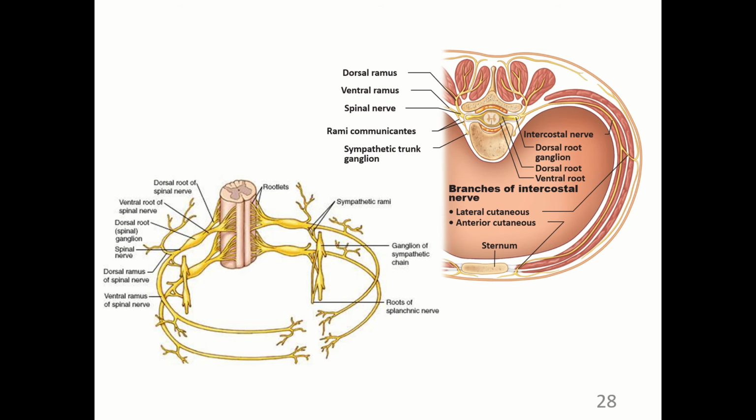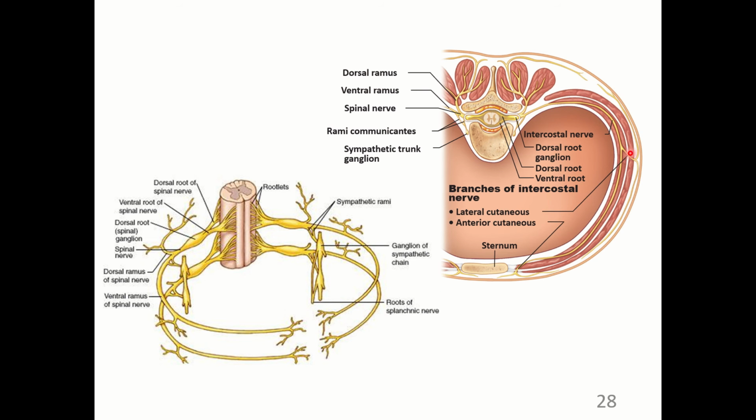This illustration shows the posterior rami that are innervating the skin and skeletal muscles of the back. And then we can see the ventral rami, which will branch and form the somatic nerve plexuses in the cervical, brachial, lumbar, and sacral regions. Notice that there are no plexuses in the thoracic region. That is what this illustration is showing.